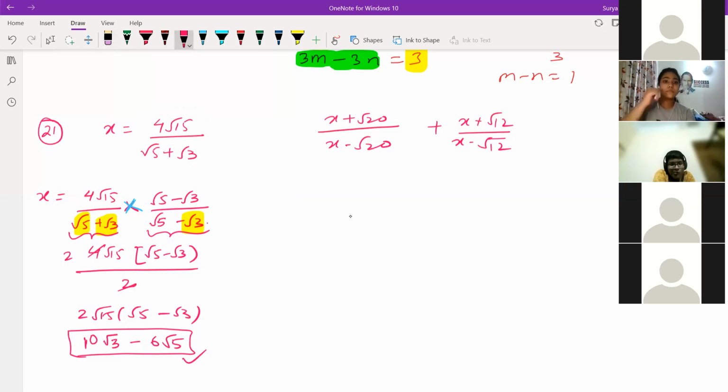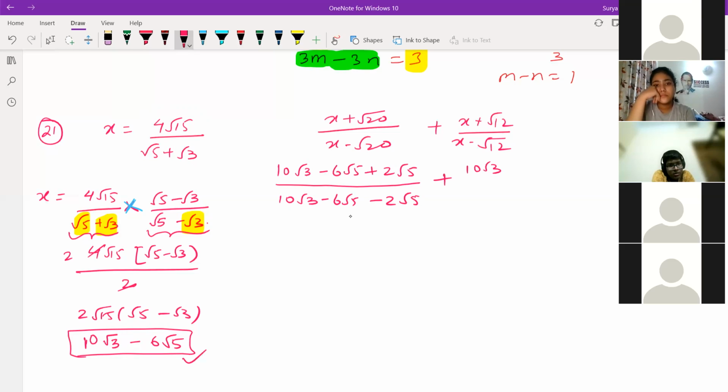Now the x value, if you put here, we'll get 10 root 3 minus 6 root 5. Again plus root 20, what can we write? Root 20 is 2 root 5, right? Whole divided by 10 root 3 minus 6 root 5 minus 2 root 5. Is it clear, Nihar? Yes. Again plus x is 10 root 3 minus 6 root 5.